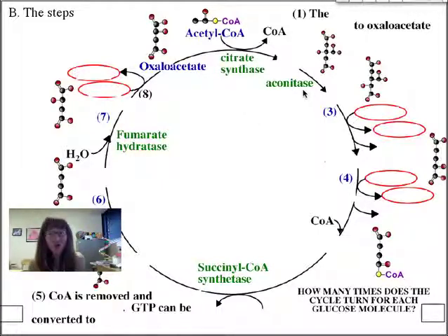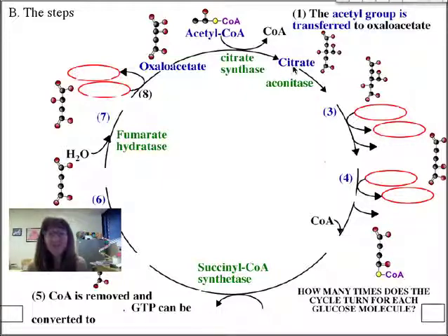We form a 6-carbon molecule as the 2-carbon molecule and the 4-carbon molecule condense. So the acetyl group is transferred onto the oxaloacetate. This makes a 6-carbon molecule called citrate. And in fact, citrate, the citric acid cycle, right? This is where one of the names of the TCA cycle comes from.